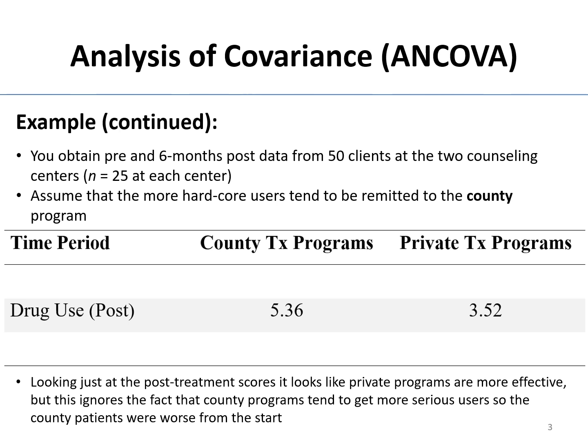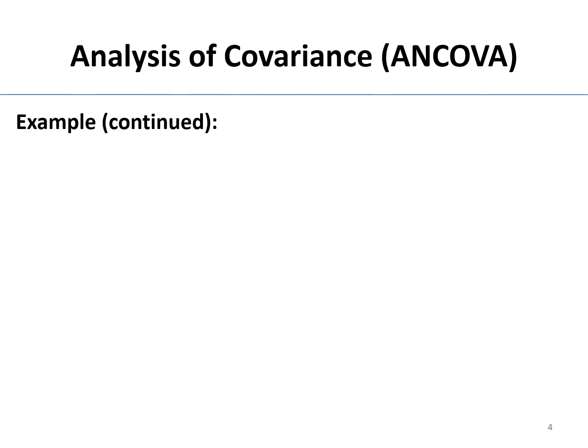So looking at just those post-treatment means, it looks like the private programs are more effective, but this ignores the fact that the county programs tend to get more serious users. So the county patients were worse from the get-go. That is, those who go to county have higher drug use from the start. So the fact that they have higher drug use after doesn't necessarily mean the program didn't work. It could just be that they started higher.